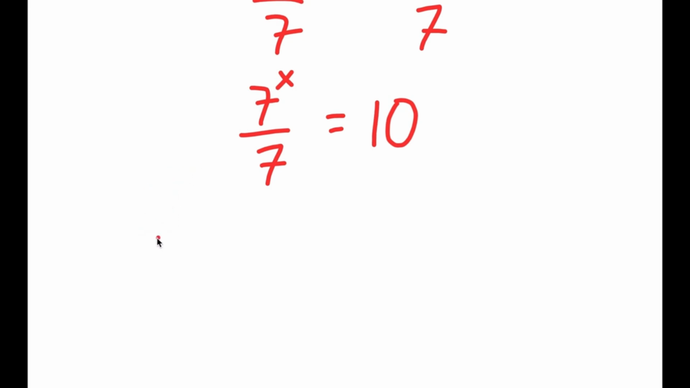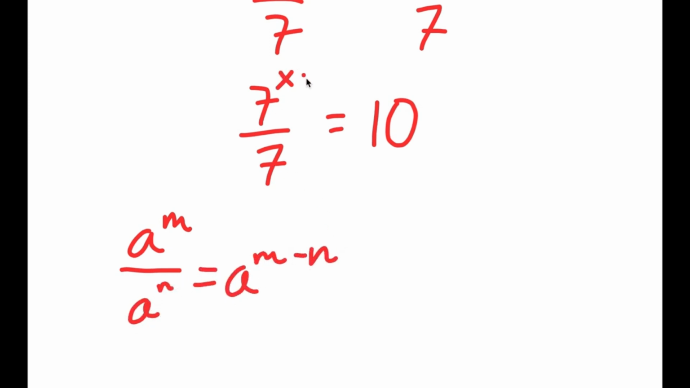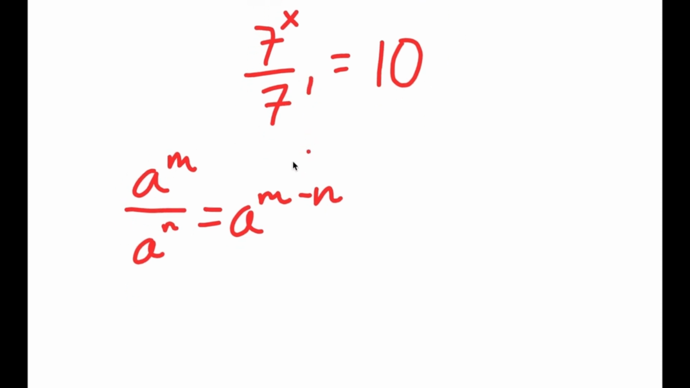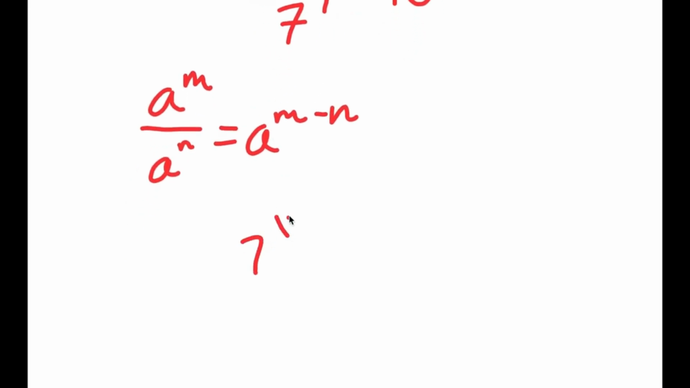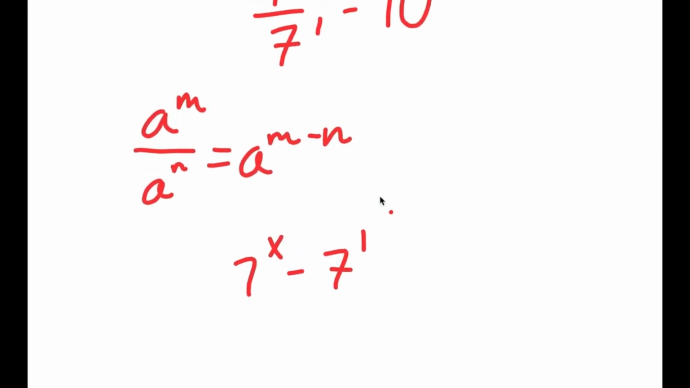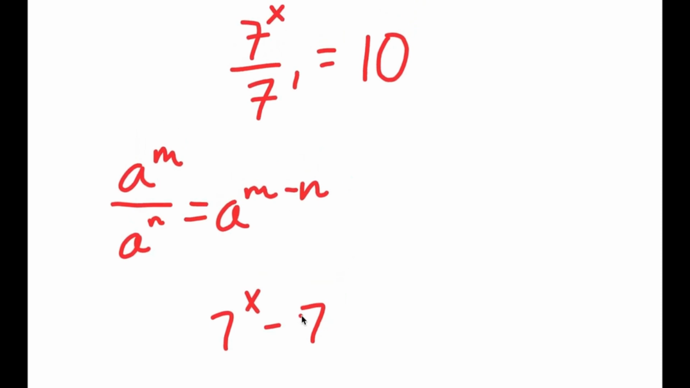Now if I have something in the form a to the power of m over a to the power of n, this is equal to a to the power of m minus n. So 7 to the power of x over 7 is the same thing as 7 to the power of x over 7 to the power of 1, and that's going to equal 7 to the power of x minus 1, which is equal to 10.